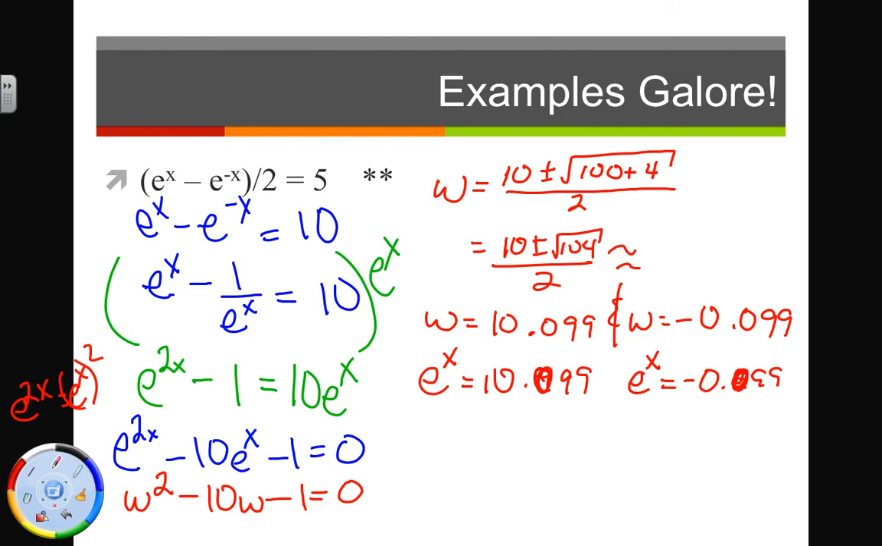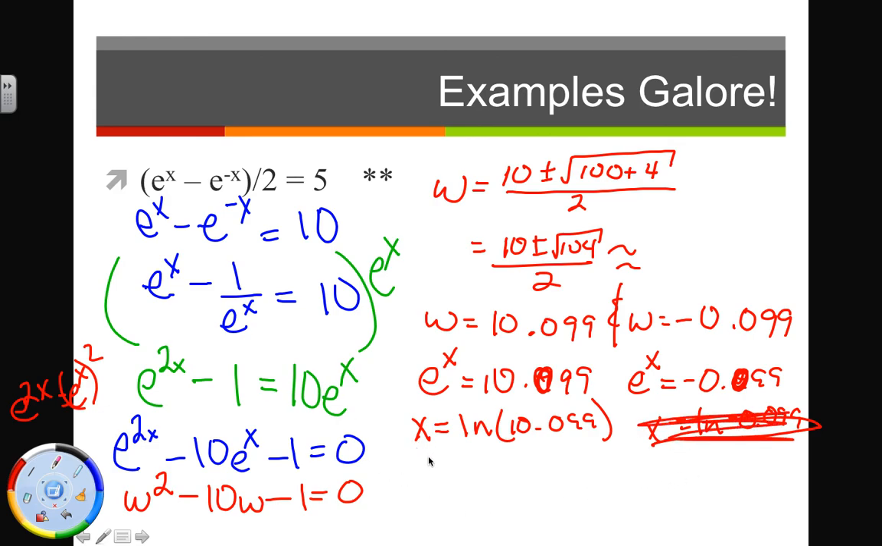So now I have to solve these little exponential problems. That means I have to take the natural log of both sides. And I get, if I take the natural log of both sides, x equals the natural log of 10.099. And here I get x is equal to the natural log of negative 0.099. But the problem is I can't do the second one there. I can't take the natural log of negative numbers. Well, that's kind of nice for me because that eliminates half my answer.